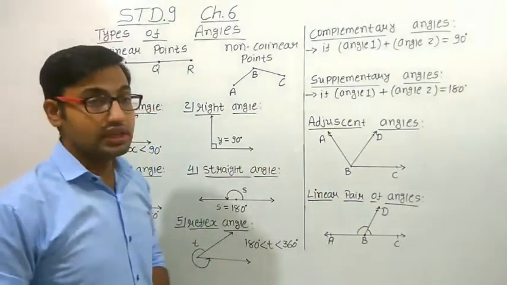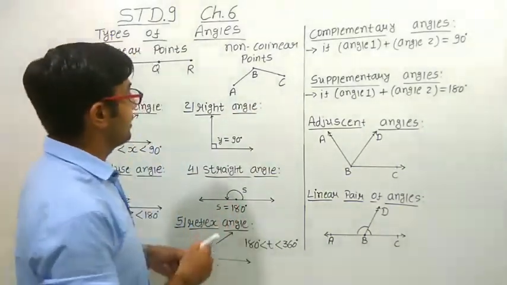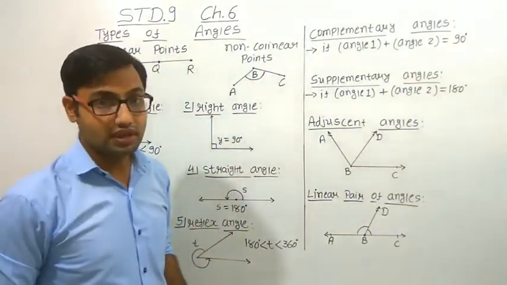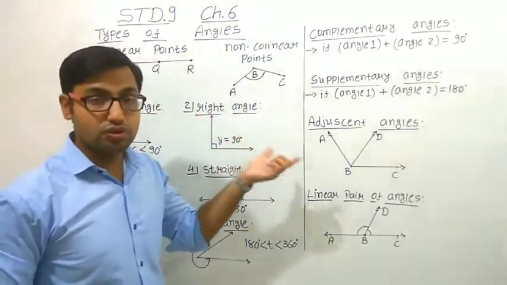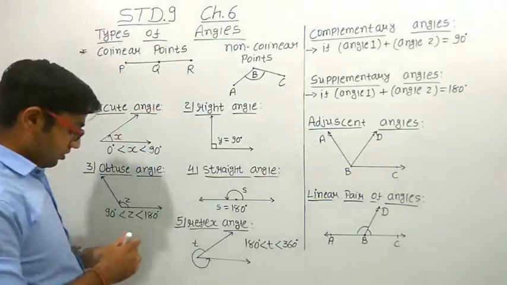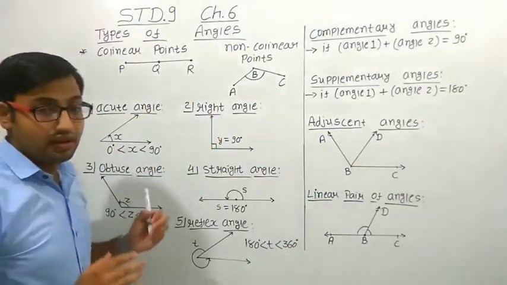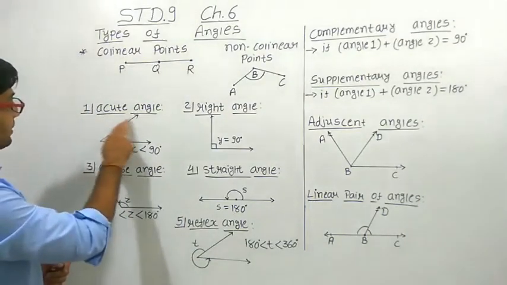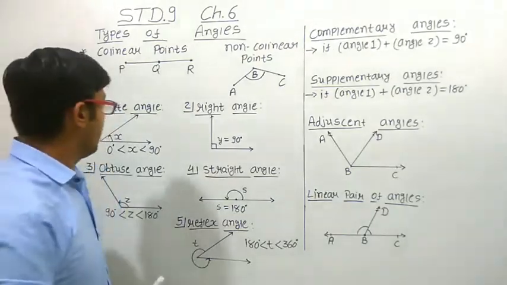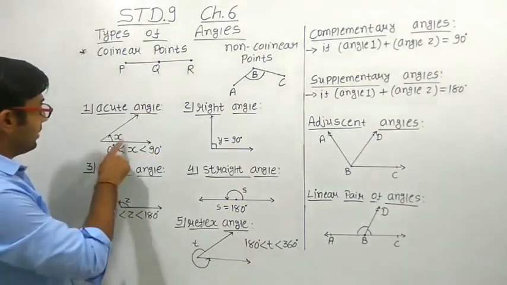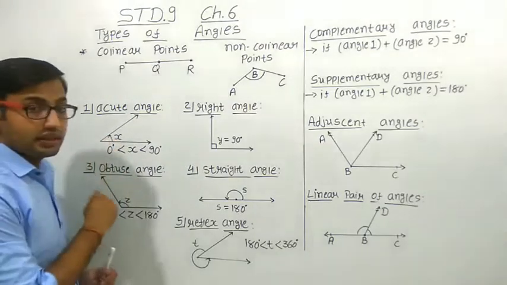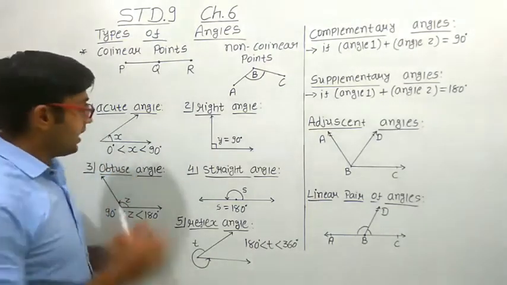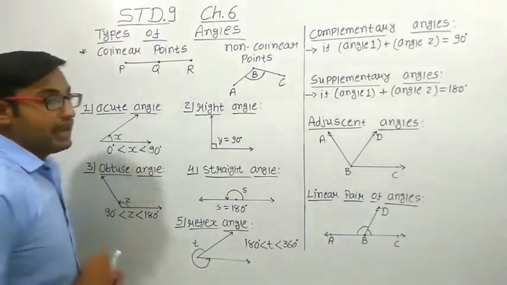So these 3 points are called non-collinear points, and from non-collinear points, here you can see that an angle is formed. So when the angle is formed, that is also important to know. If the 3 points are non-collinear, then an angle is formed. So what kinds of angles are there? See, the first type is the acute angle. Acute angle means if the angle, this is the angle x, has a value greater than 0 degree and less than 90 degree, then that kind of angle is called an acute angle.